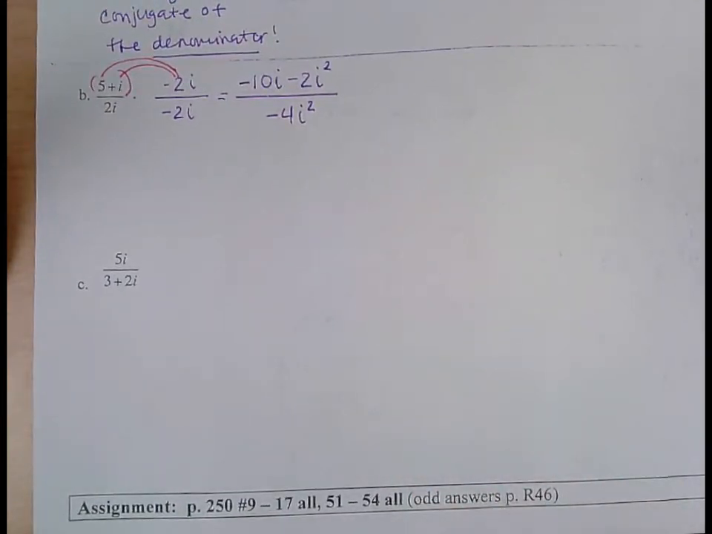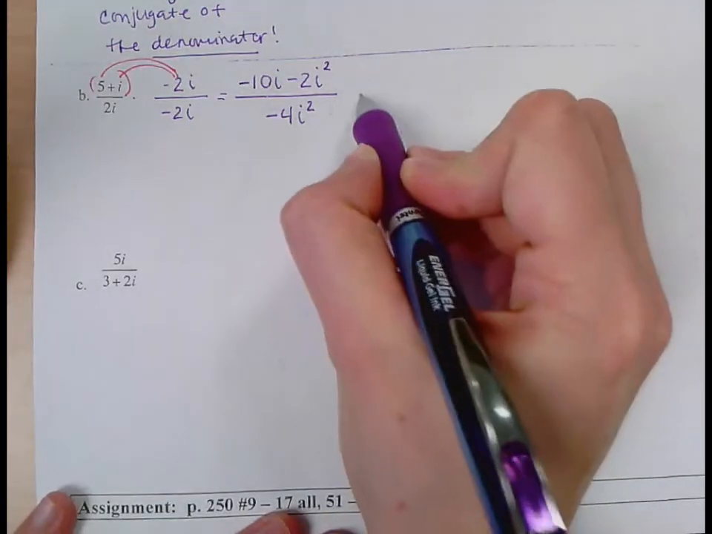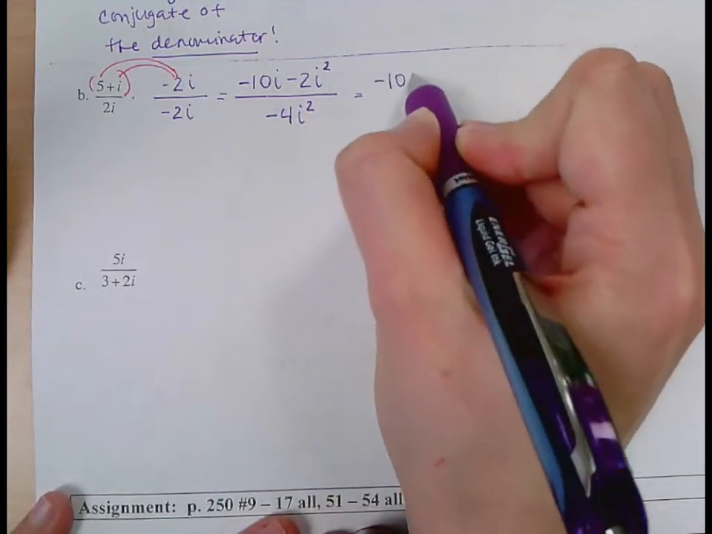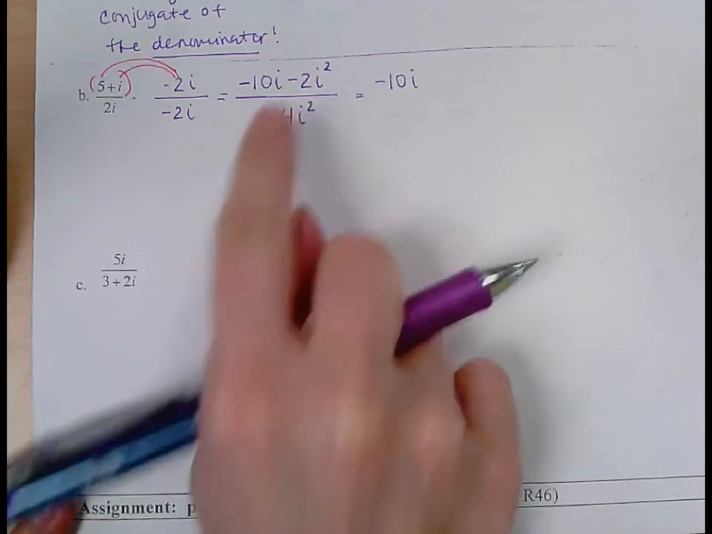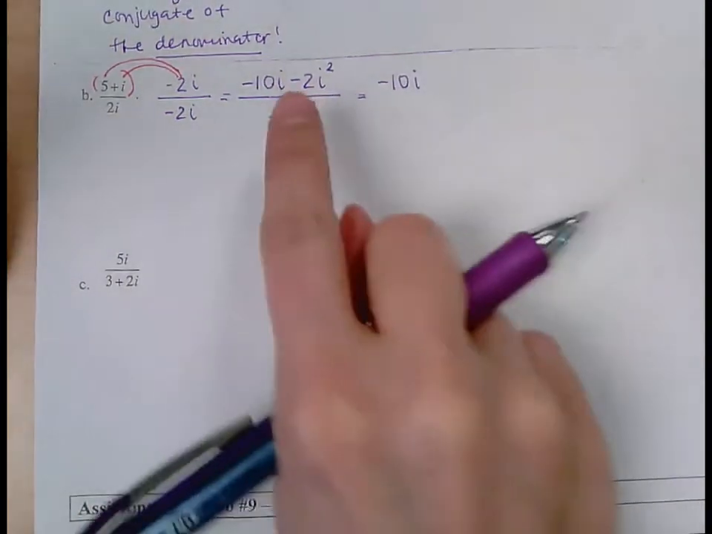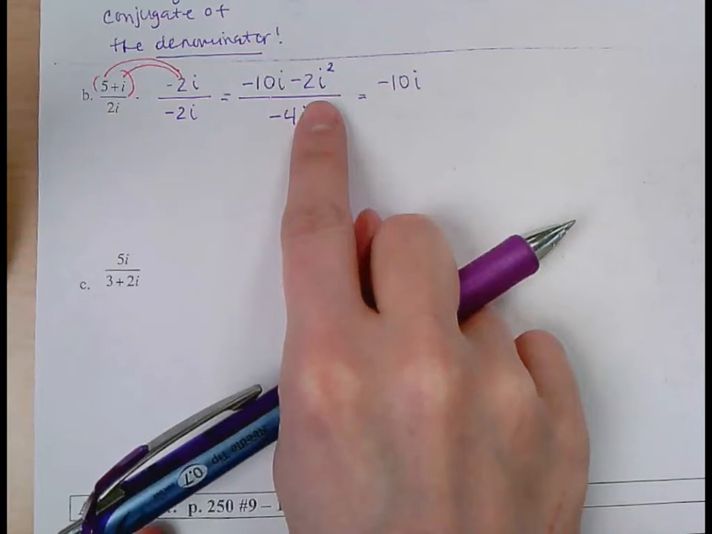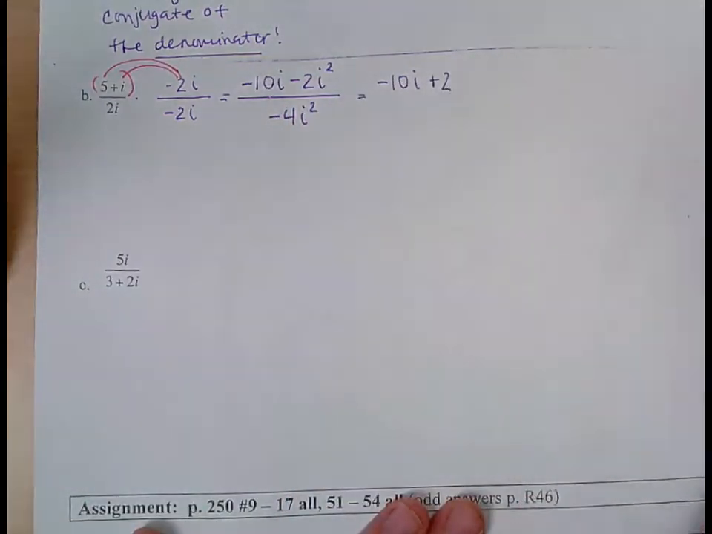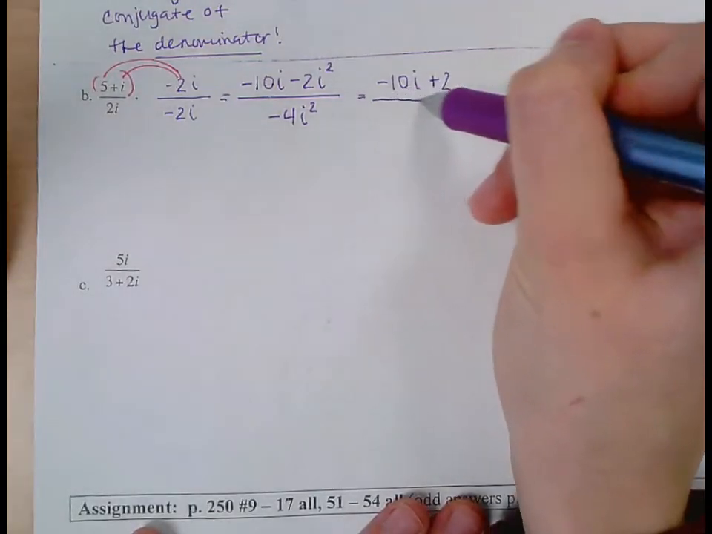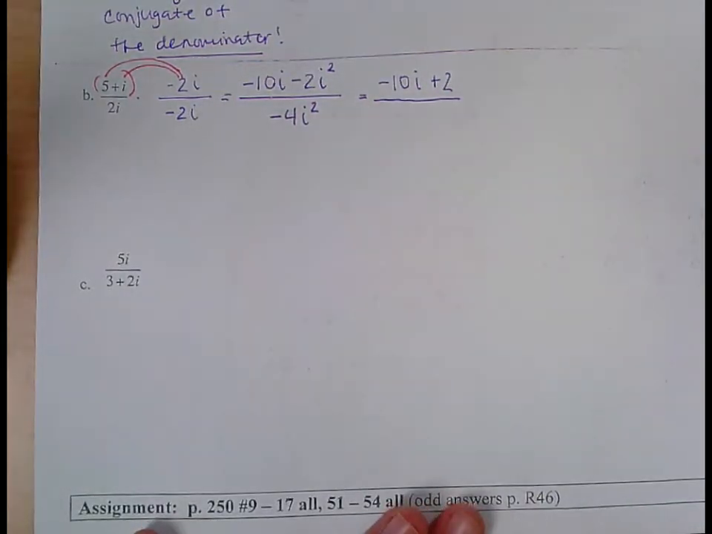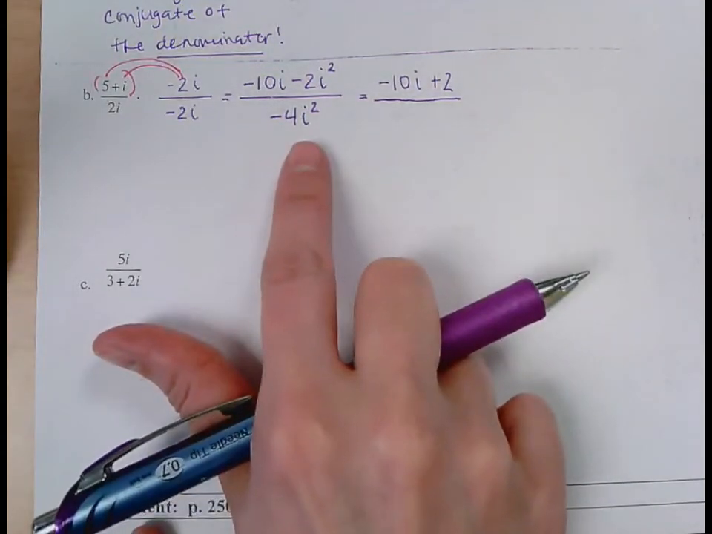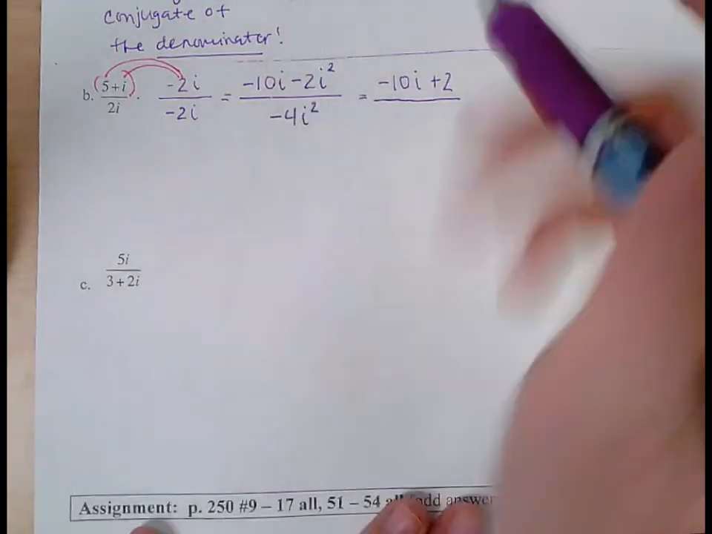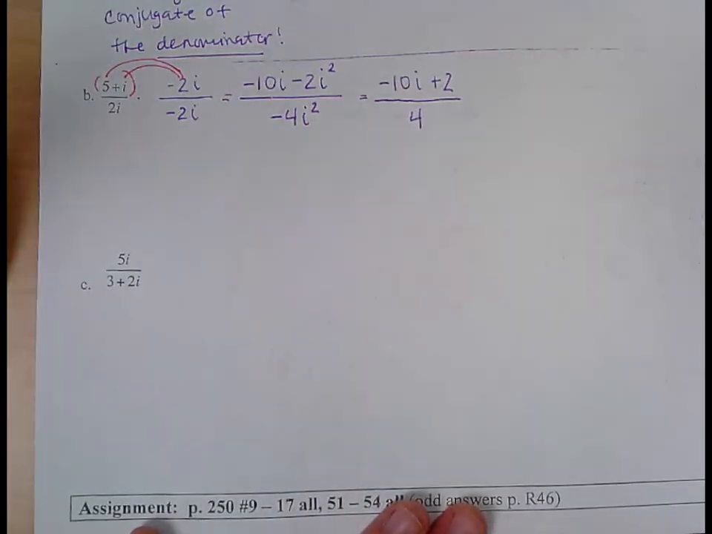And then I can simplify from there. So I have negative 10i. Remembering that i squared is negative 1. So if I have a minus 2i squared, that's a minus 2 times negative 1. That's really then plus 2. So it's kind of like just changing the sign of the number you have in front of the i squared. So a negative 4i squared is negative 4 times negative 1. That's a positive 4. So now again, your i's are gone in the denominator.